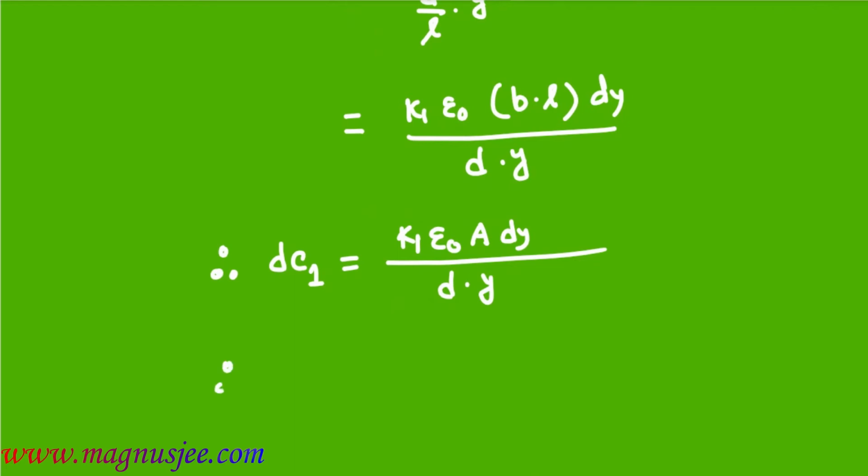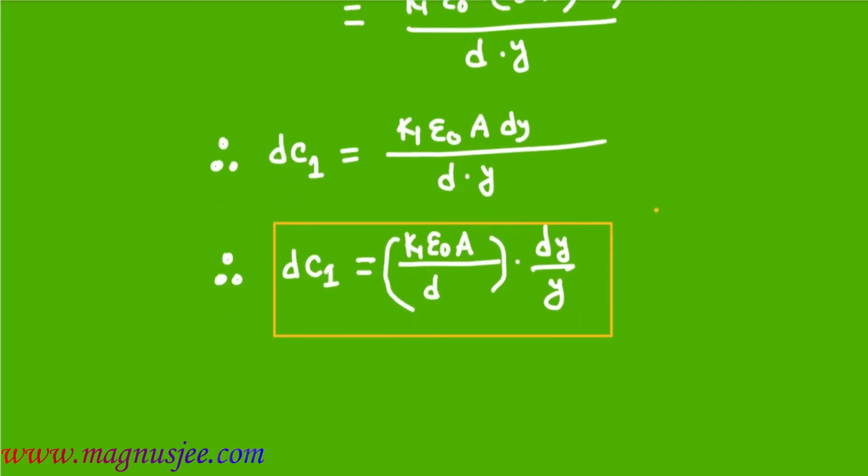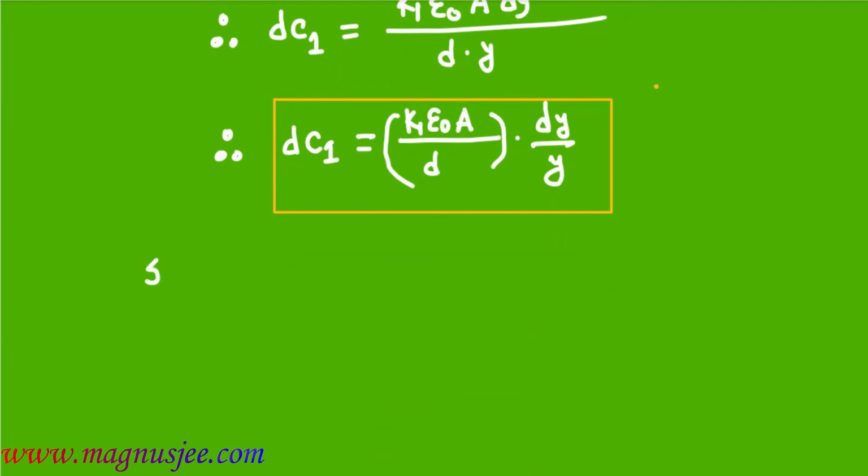So finally we get the expression of dC1, that is the capacitance of the elementary portion having dielectric constant K1, equal to K1 epsilon 0 A divided by d into dy by y, where A is the area of cross section of each plate. So dC1 equals K1 epsilon 0 A divided by d into dy by y.